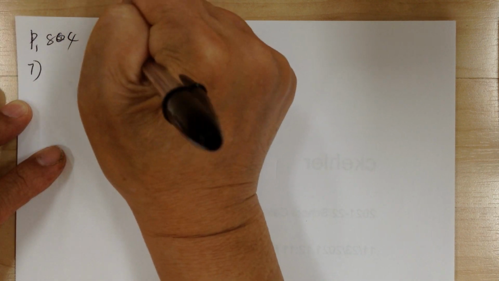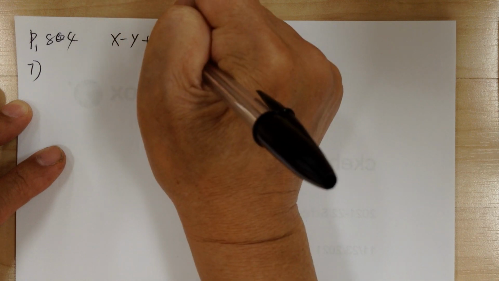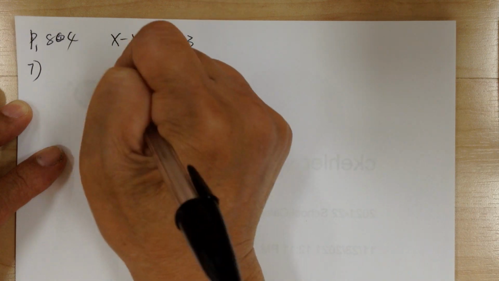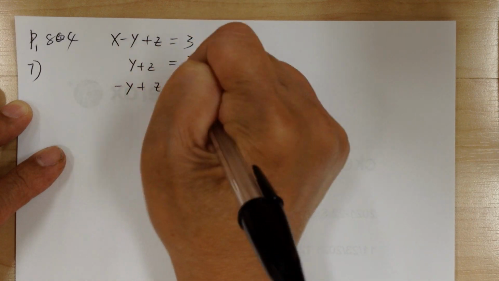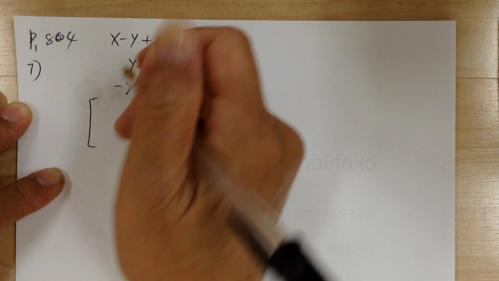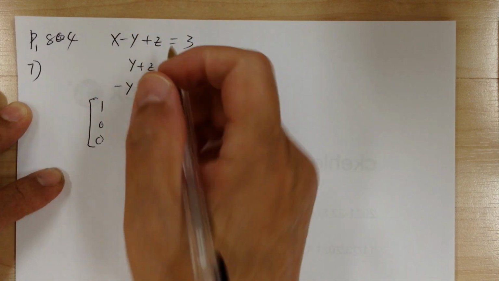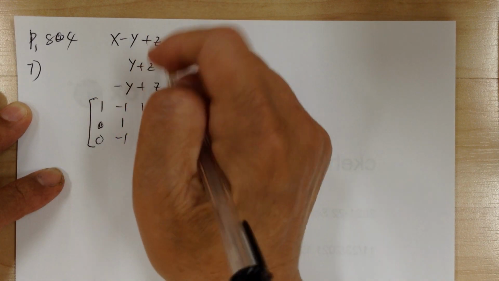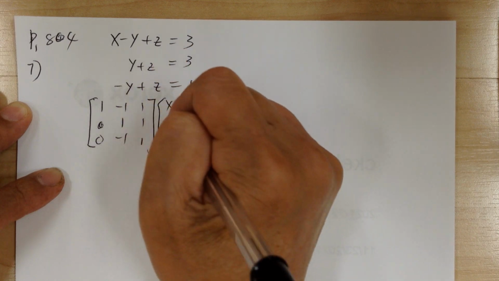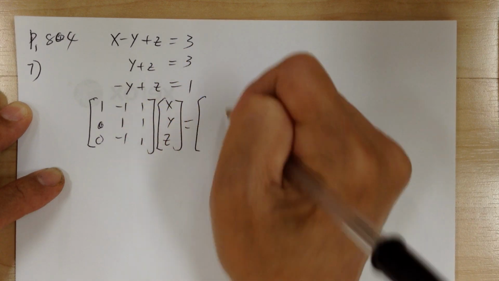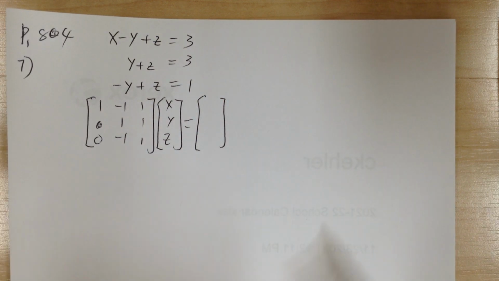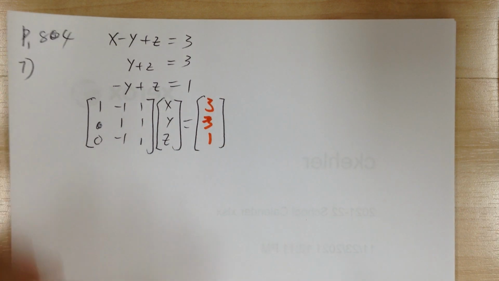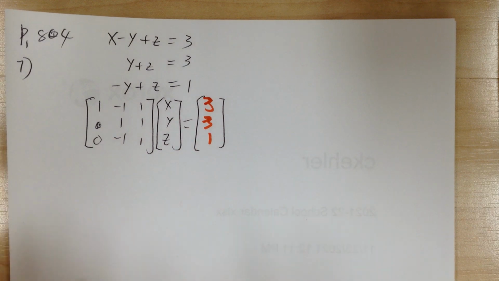Okay, so you got x minus y plus z equals 3. You got y plus z equals 3. You got -y plus z equals 1. Okay, so that's going to be written in matrix form. So you're going to get 1, 0, 0, right? 1, 0, 0. You got -1, 1, -1. And you got 1, 1, 1. Okay, times x, y, z. And this will equal the answer matrix of 3, 3, 1. Okay, so now we're ready to do the solving.